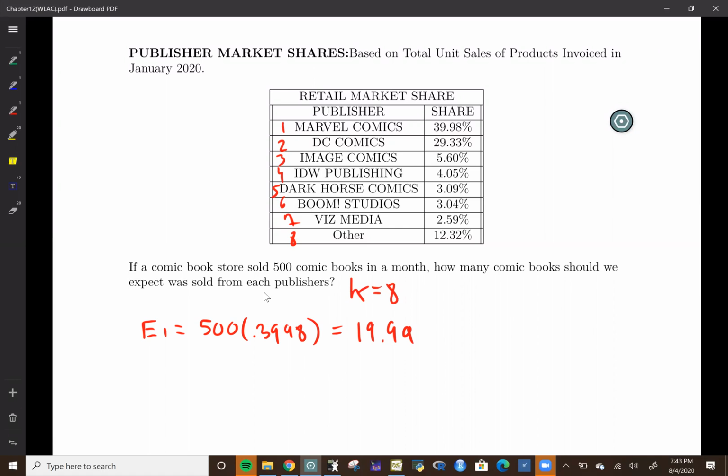All right, let me get my eraser. Let's erase this and put 199.9. Everybody get how we got the expected value for Marvel comic books?